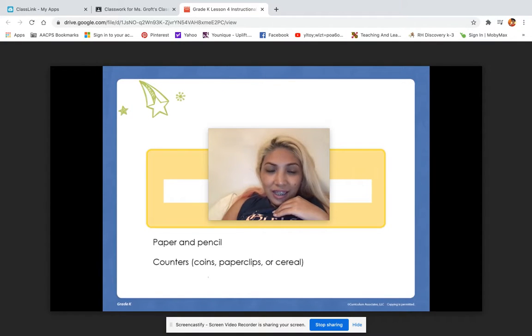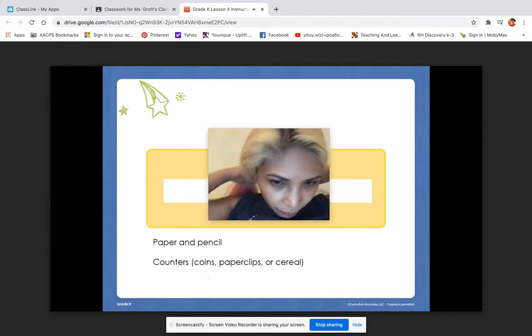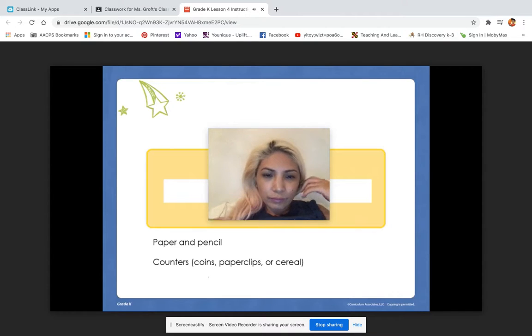So, for today's lesson, you would need paper and pencil, counters like coins, paper clips, or cereal so you can work with math with us. Now that you have your materials, let's get ready to learn.